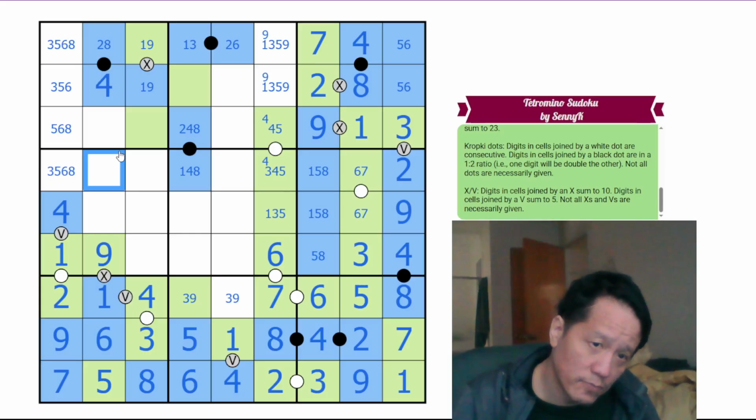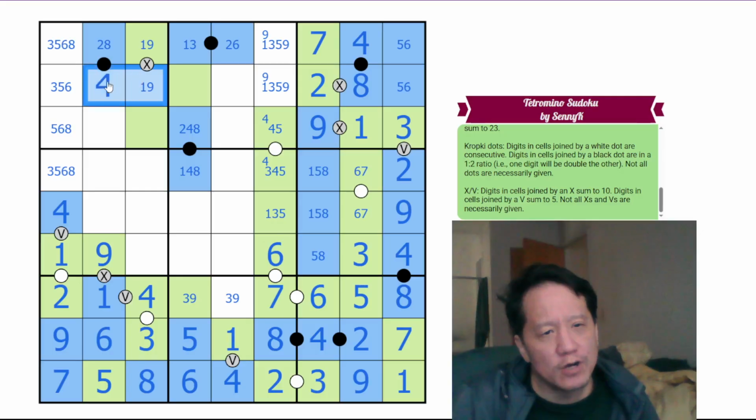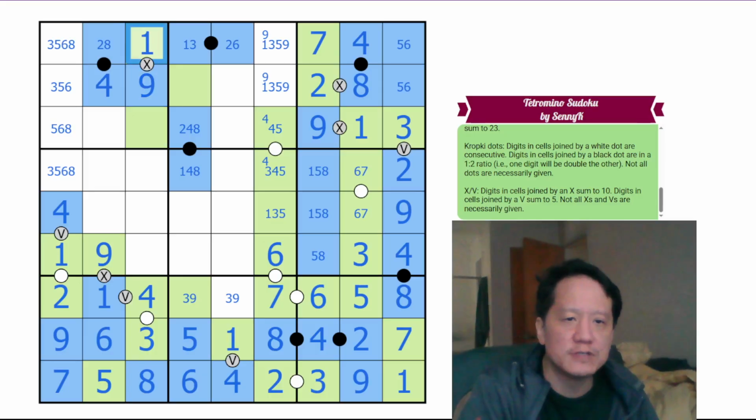Interesting. Can this ever be 1? 1, 4, and 8 add up to 13, so another digit would be 9 at max, and that would be 22. So no, this can't be 1. This has to be 9, which makes this 1. This can't be 1 and 2 in a 1 to 2 ratio, so it's 3 and 6.